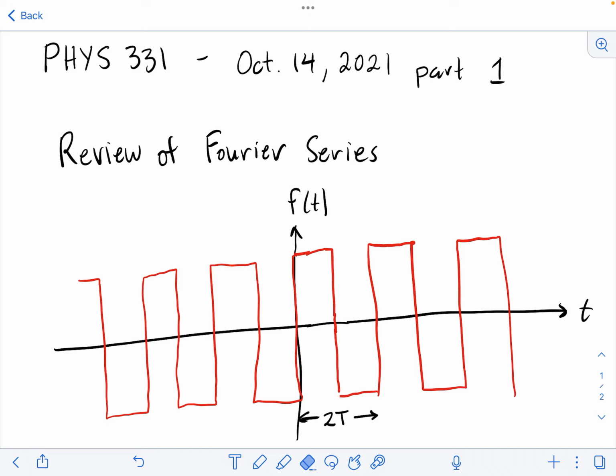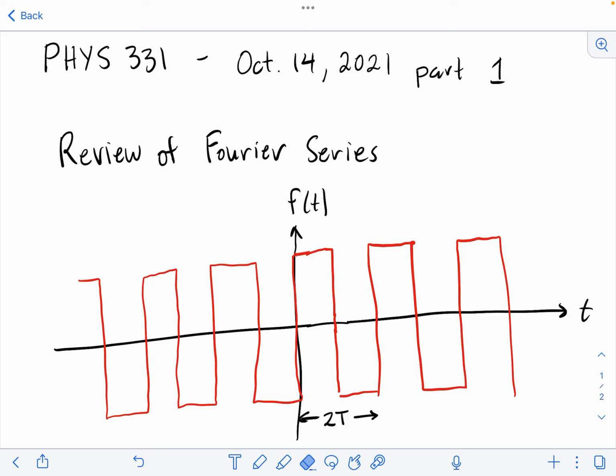Today what we're going to do is start a new topic. We're going to review Fourier Series. And what a Fourier Series is used for is to represent a periodic function of time as a sum of cosine terms and sinusoidal terms.